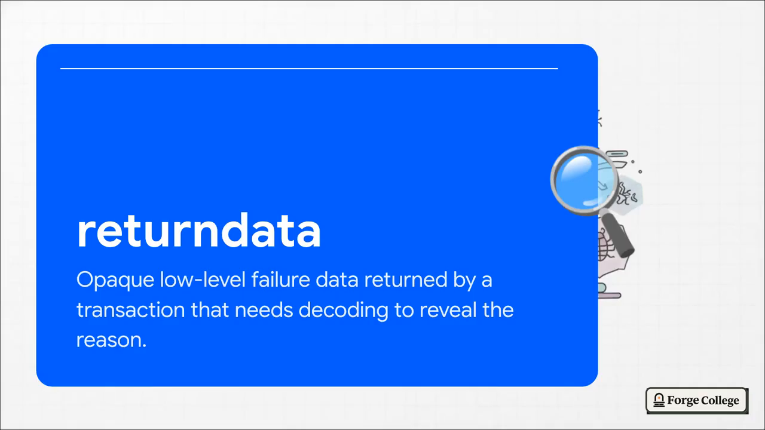Now, sometimes Tier 1, reproducing the transaction locally, doesn't yield nice, friendly, readable logs. Sometimes all you get back is a massive wall of hex characters. We call this return data. It's opaque, low-level failure data returned by the EVM when a transaction reverts. To the human eye, it's just total gibberish. But if we can extract this return data in Tier 2, we can decode it to reveal the concrete, actual reason our smart contract is so unhappy.